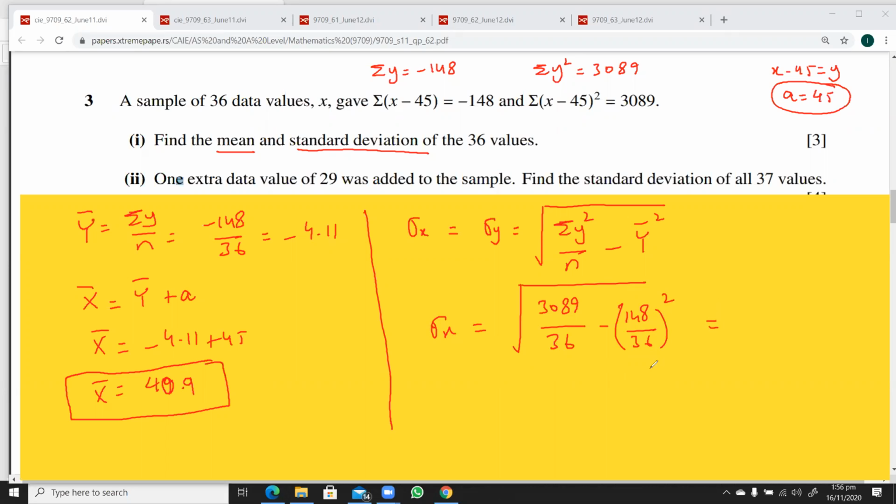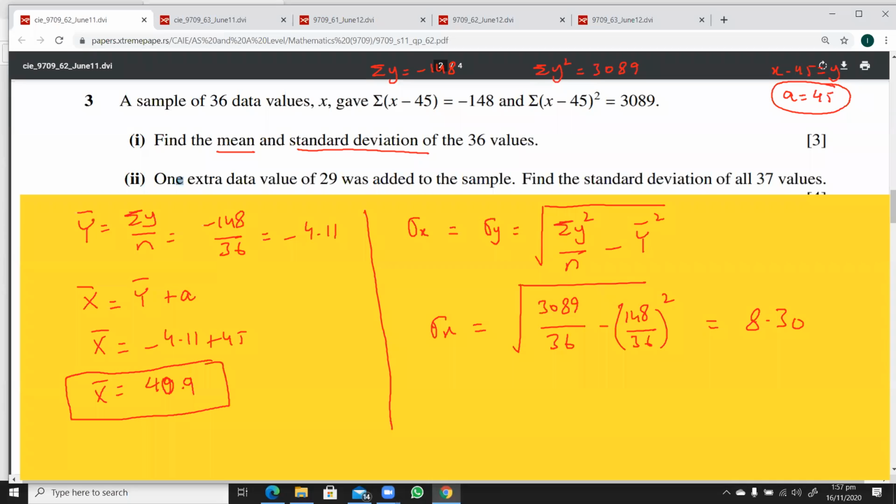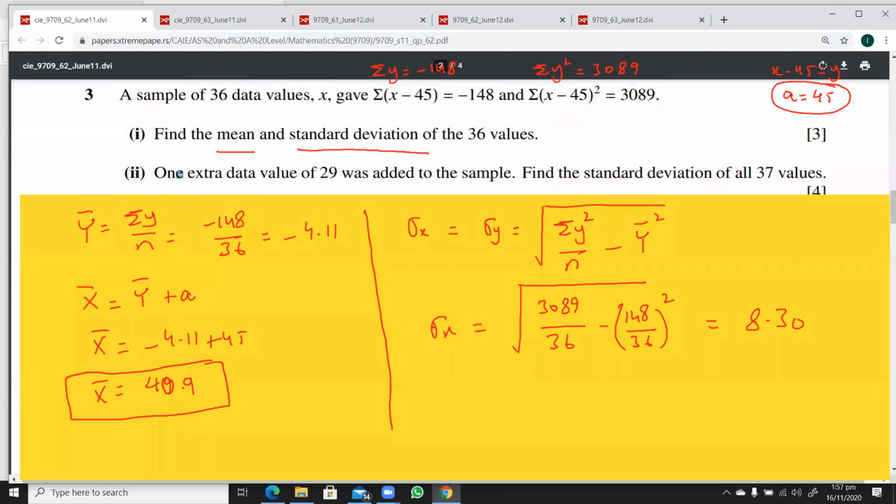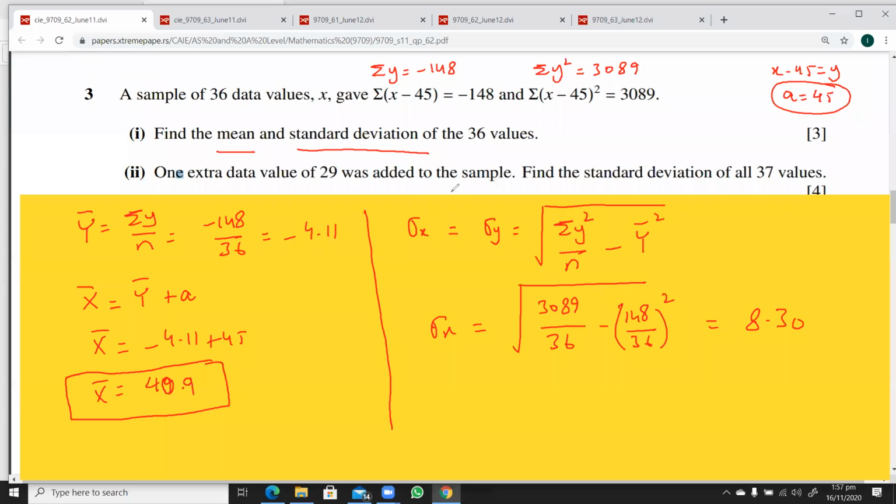Can someone please tell me what is the answer here? Yes, this is 8.30. So we have just used this coded data because we know that the standard deviations remain the same. Okay. Now let's move on to the next part. It says one extra data value of 29 was added to the sample, find the standard deviation of all 37 values.